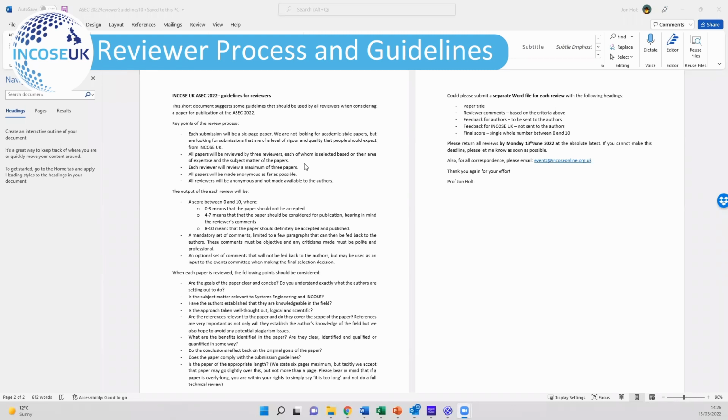Okay. These comments, and we say they must be objective, and any criticism made must be polite and professional. That's just professionalism from the reviewers. But also bear in mind that there's an optional set of comments that's not fed back to the authors that might be used as an input to the events committee when we're making the final decision. So, for example, if somebody is concerned about plagiarism or something like that, sometimes that will be raised. If someone's concerned that maybe they've seen this work presented at other points in time at different conferences, then that might be fed back. So there's all sorts of things that can be fed back.